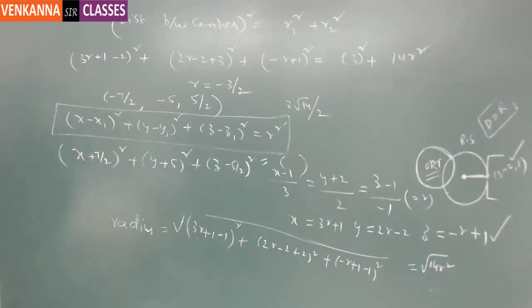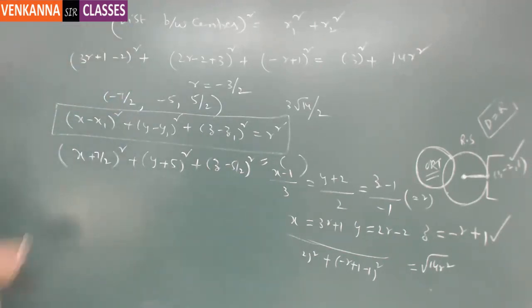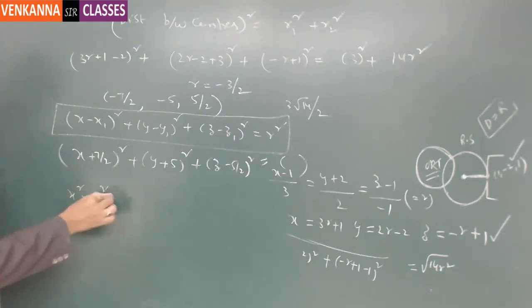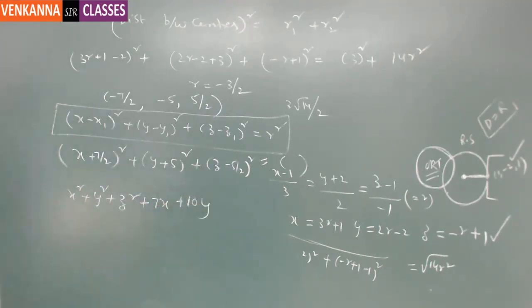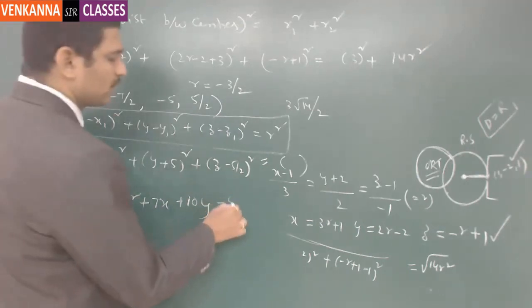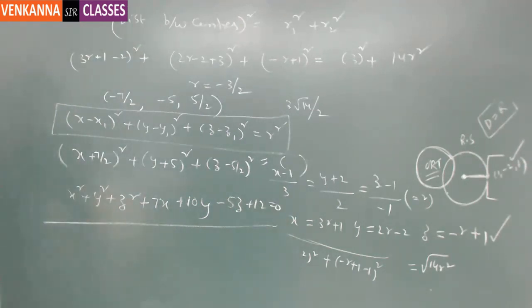So if you simplify the total thing, the resultant answer will come as x square plus y square plus z square plus 7x plus 10y minus 5z plus 12 equal to 0. Depending upon the weightage of the question, if it is just given for 12 marks, there is no need to simplify. If it is given for 15 marks, then you evaluate the expansion and get the respective answer. It's correct.